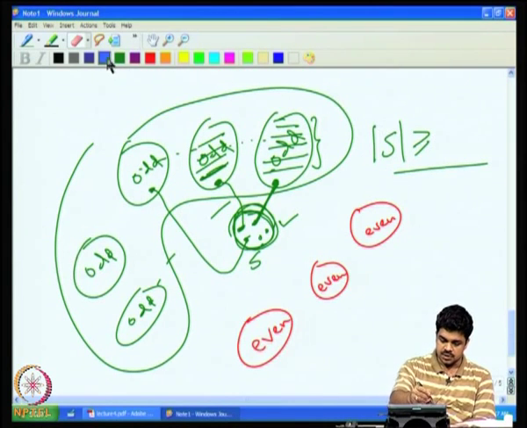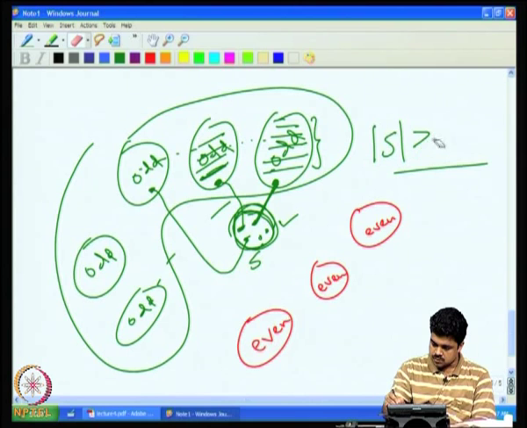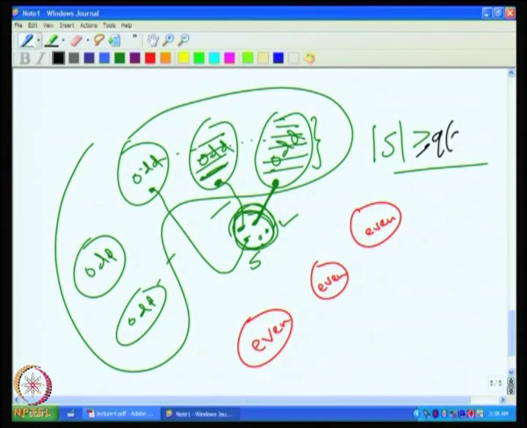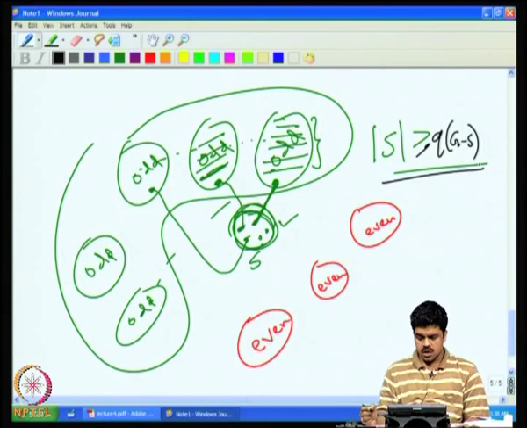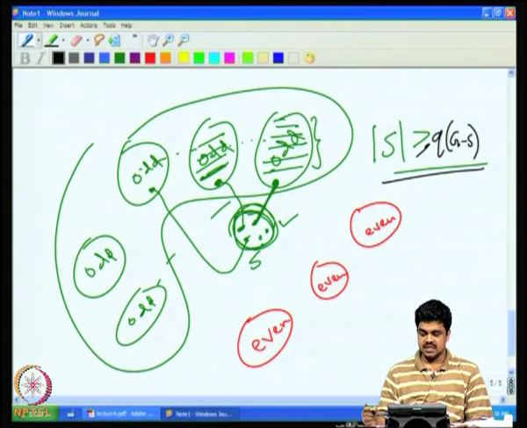Cardinality of S should be greater than Q of G minus S. So, let us, that is what we know. So, the one side of it is very easy. That means, if there is a perfect matching, the Tutte's condition has to be satisfied. For every subset S, the number of odd components of G minus S has to be less than or equal to the cardinality of S itself.